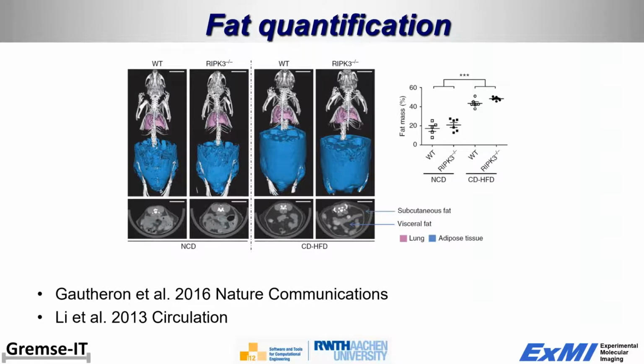We've used the software a lot for fat quantification, because in micro CT the body fat is a little bit darker. We came up with an interactive workflow to segment the body fat here. It's shown in blue. And you can see in the obese mice, they are really very fatty. Then you can quantify that and determine the fat mass of the whole animal with a micro CT scan.